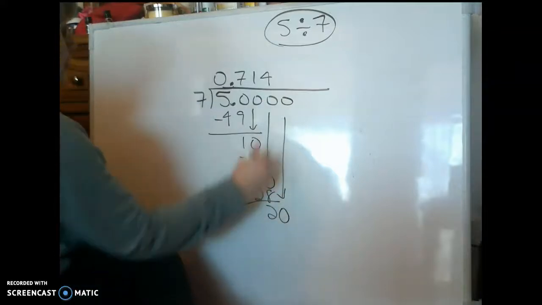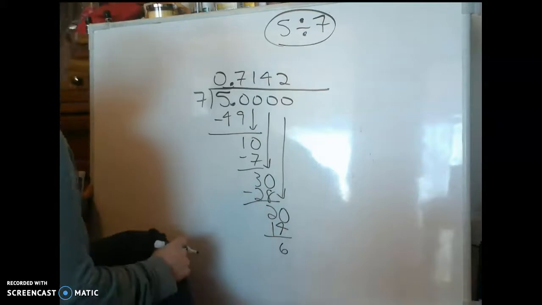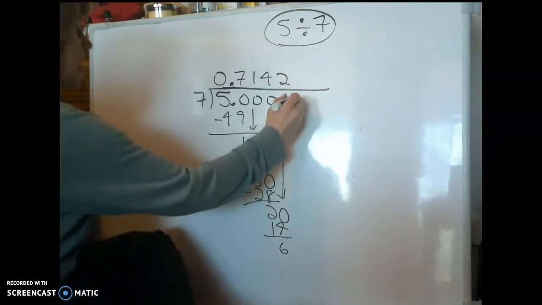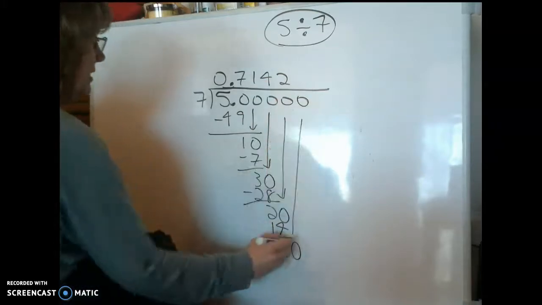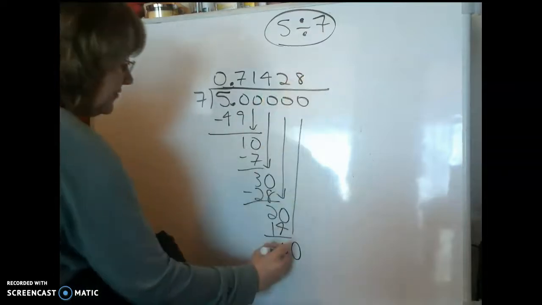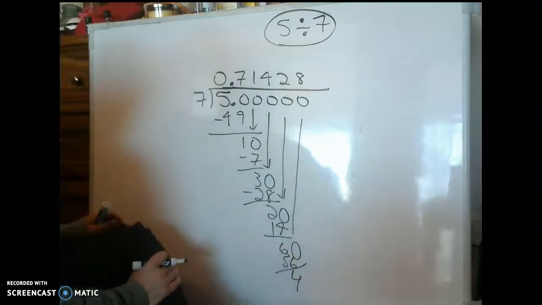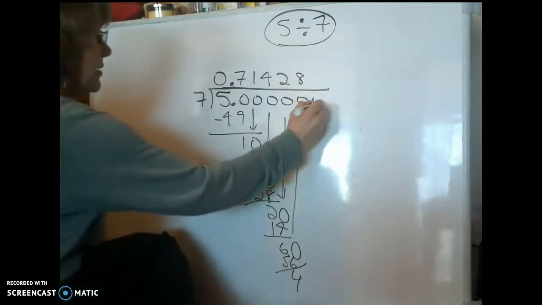7 goes in there twice, so I get 14. Which is 6. And so then I'm going to bring down a 0. 67 times what? 7 times 7 is 49, 7 times 8 is 56. I get a remainder of 4. Haven't had that yet. So again, bring down a 0.